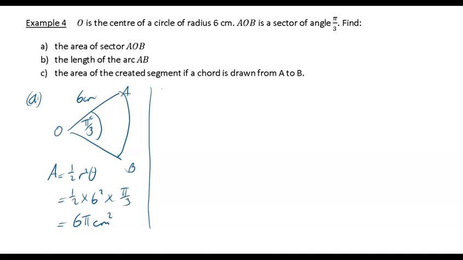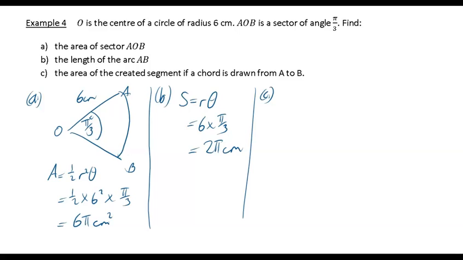And part B, it says find the length of the arc AB. So we don't need to draw a new diagram. So our arc, the formula they're using is s is equal to r theta. So in this case, it's going to be 6 times pi over 3. And if you do that in your calculator again, that's just going to give you a nice 2 pi, and the units are going to be centimeters.